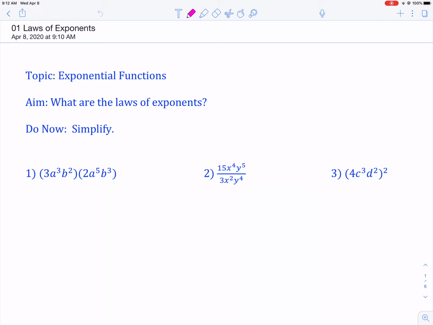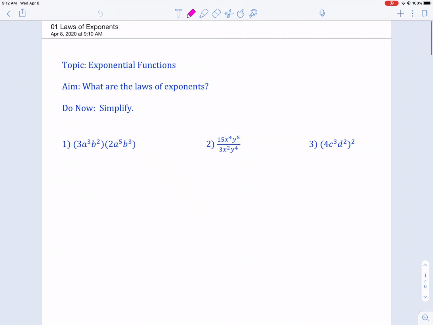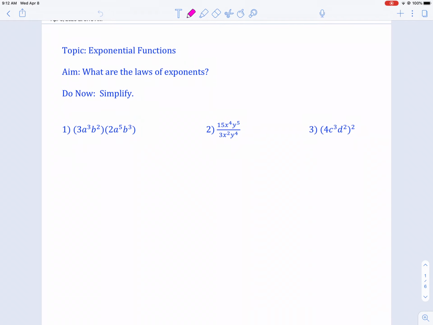Good morning, everybody. We are starting a new topic called exponential functions, and we're going to talk about all the laws of exponents, lots of exponent rules today. So if you take a look at the do now, you can pause me right now and try to answer those first few questions, but each of them is displaying one of the laws of exponents.